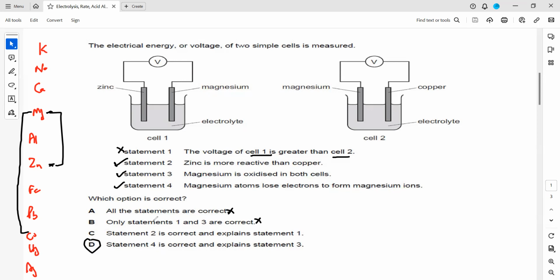Even 2 is correct, but statement 1 is wrong. This part is wrong because statement 1 is incorrect. That's why D is the right answer. Is it clear?